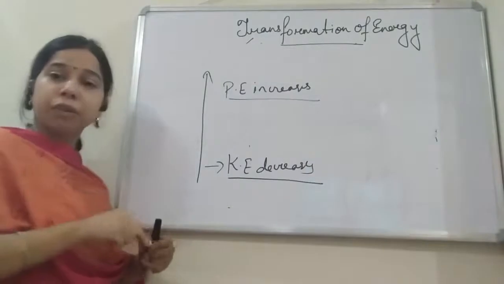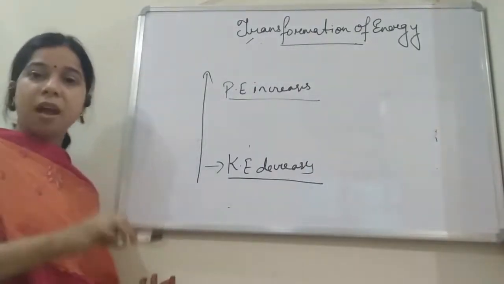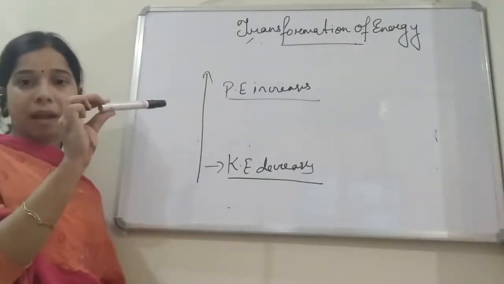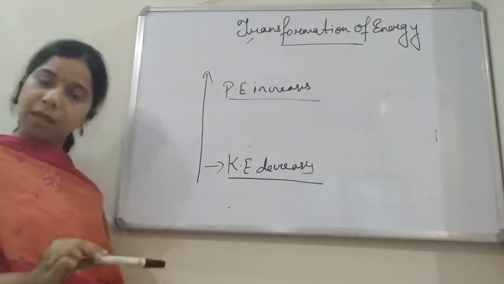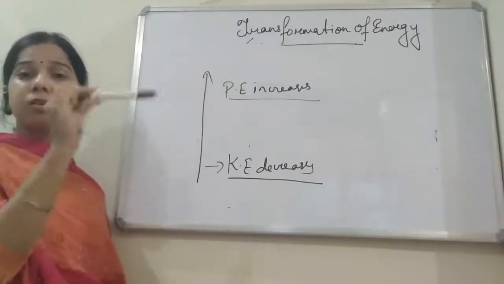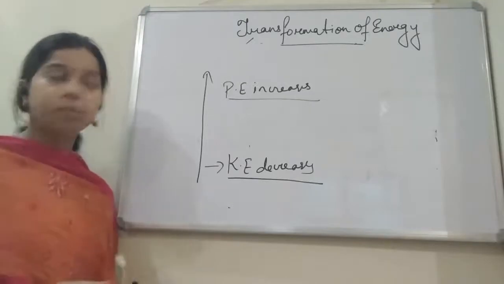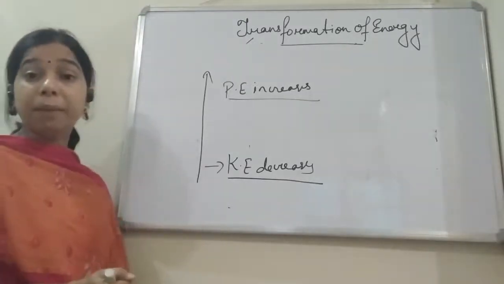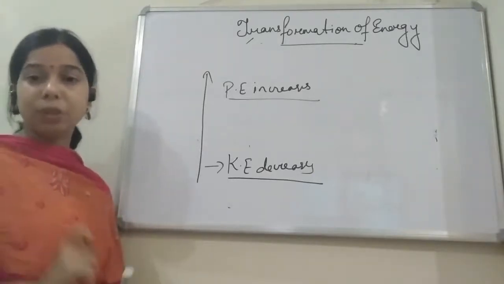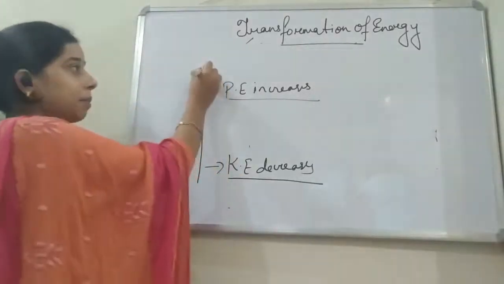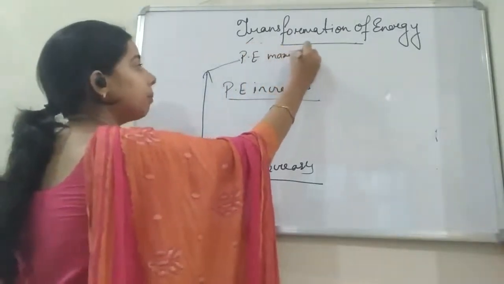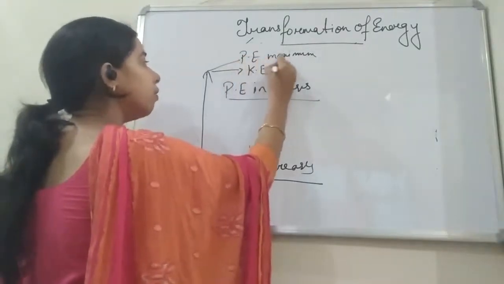After that, when you throw it in the upward direction, after a certain time you will see the ball reaches the maximum height. There it stops and finally starts coming down. So as it reaches its maximum height, where it stops for a few seconds, at that time the potential energy of the ball will be maximum, and the kinetic energy of the ball will be 0. Suppose this is the maximum height covered by the ball, so here the potential energy will be maximum and kinetic energy will be minimum.